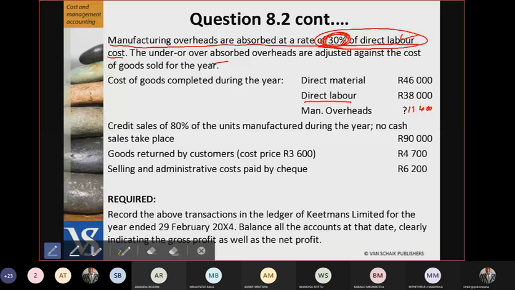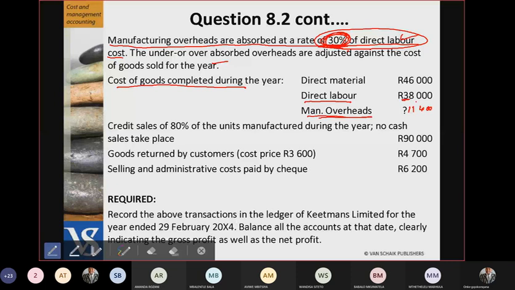Now they say to you this is the cost of the units completed during the year. Material 46,000, direct labor 38,000. This is your direct labor. And in your mind, you know that to allocate overheads is always 30% of the direct labor, whether it is before the production or at the end of the production. You maintain that 30% when it comes to manufacturing overheads. That is in your mind, that your manufacturing overheads is equal to 30% of the direct labor. So this is 38,000, which is now your direct labor of the completed units.